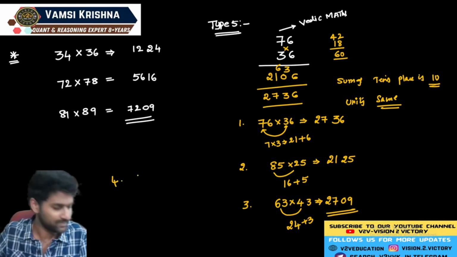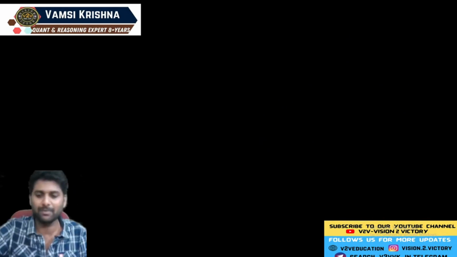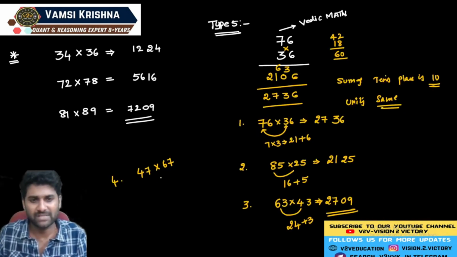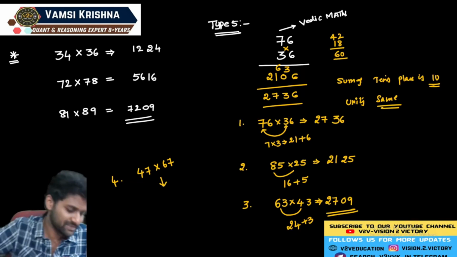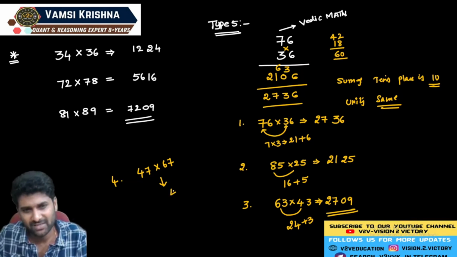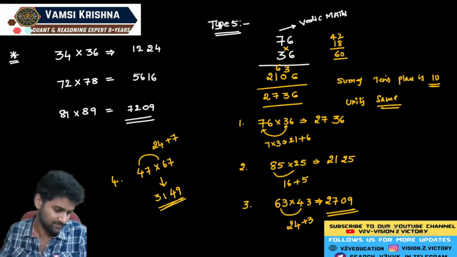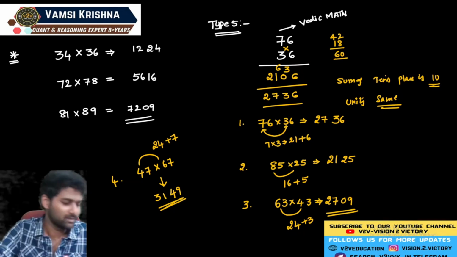One more example. Can anyone tell me what is the value of 47 multiplied by 67? Again, it is the same application. What is the answer? 47 is multiplied by 67. Now see, here 7 sevens are 49. 6 fours are 24 plus 7. If you add 24 and 7, it becomes 3149. Yes, very good. Akshay, Nandu, super. So are you clear?